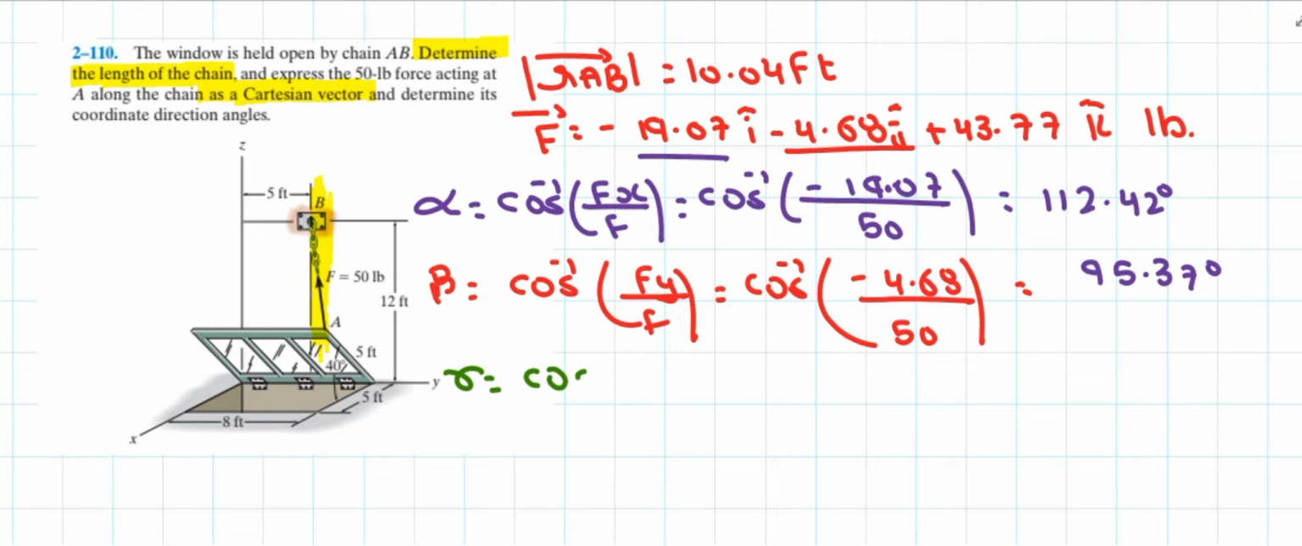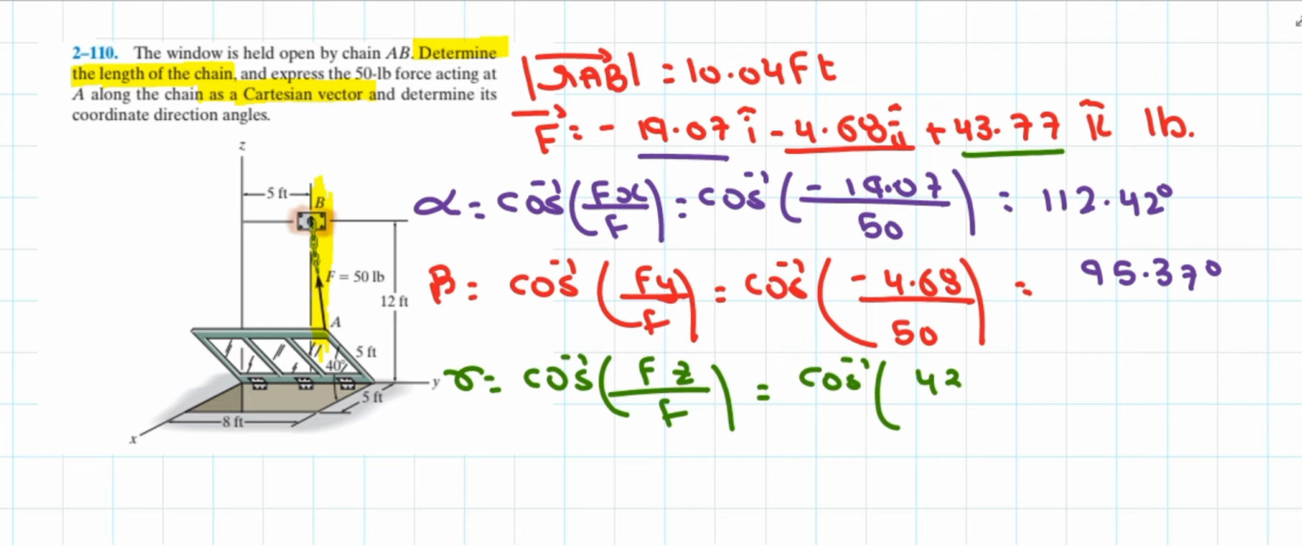Gamma is equal to cos inverse of Fz upon F. The value of Fz is 43.77, and the value of F is 50. So 43.77 divided by 50 is equal to 0.8754, and if you take the cos inverse of this value, it is equal to 28.90 degrees. But the important thing is what these values represent here.